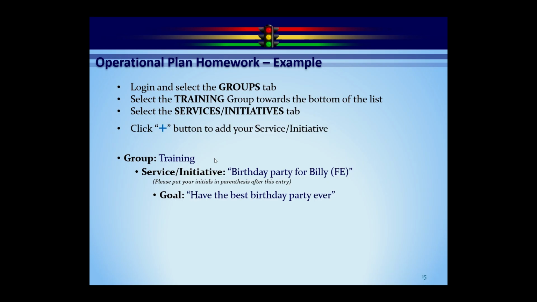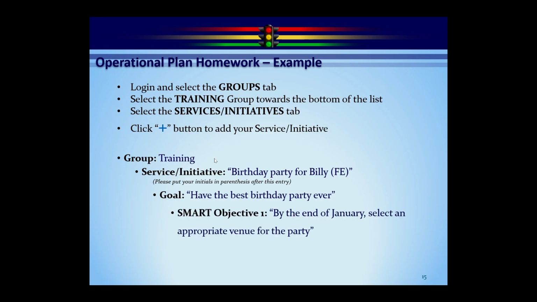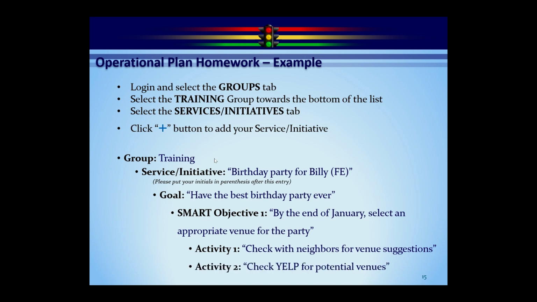Remember, what is the ultimate outcome we're trying to achieve? And then the first goal, how are we going to get there? Or what is the goal to have at this point? In this case, have the best birthday party ever is a great goal. And then how am I going to get there? By the end of January, select an appropriate venue. And then you can probably have some other objectives like contact Billy's friends to invite them to the party or something along that line. In an ideal world, you'll have one service or initiative, one goal, one SMART objective.